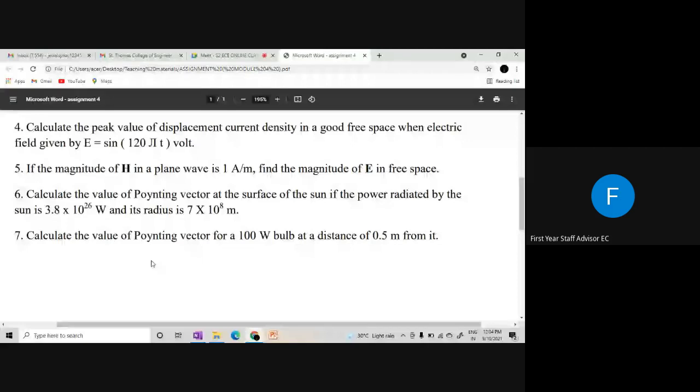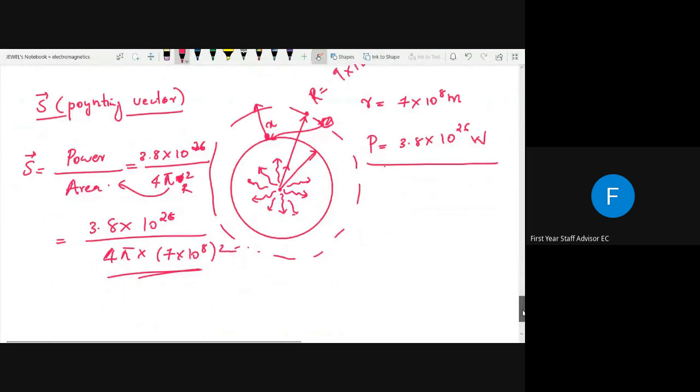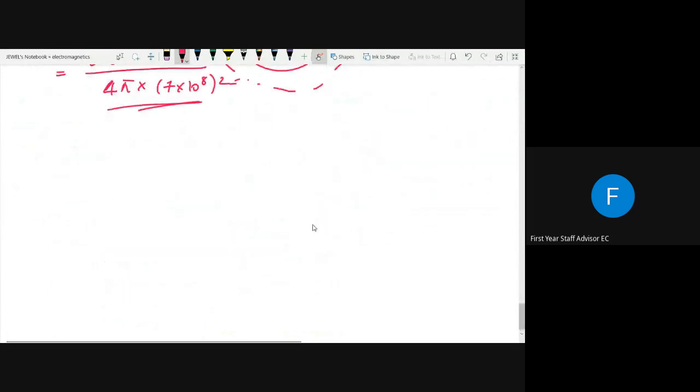കൺസിഡർ നെക്സ്റ്റ് ക്വസ്റ്റ്യൻ ഈസ് question 7. Calculate the Poynting vector for a 100-watt bulb at a distance of 0.5 meter from it. I am reading the question again. Calculate the value of Poynting vector for a 100-watt bulb at a distance of 0.5 meter from it. Okay, that means here we have a 100-watt bulb.